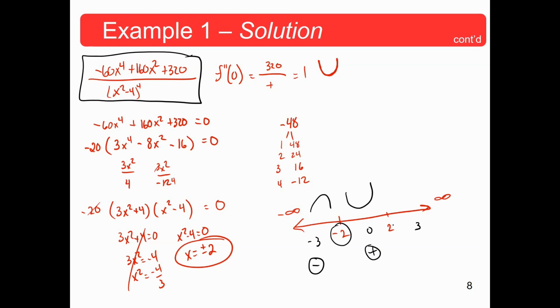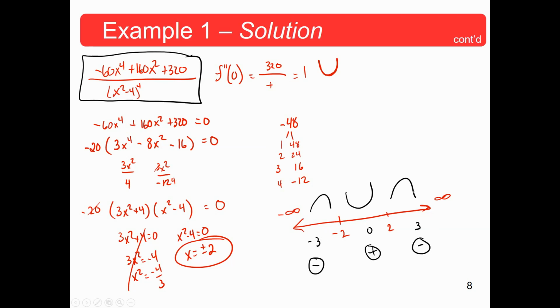Now, 2 gives us the same exact thing, right? Because all of these values are even. So if we plug in 2, we're still going to get, and I don't want to plug in 2, I want to plug in 3. We're going to get the exact same value that we did for 3, which is still a negative number, which means we're talking about concave up, concave down.